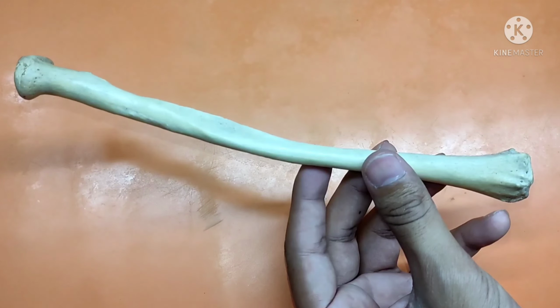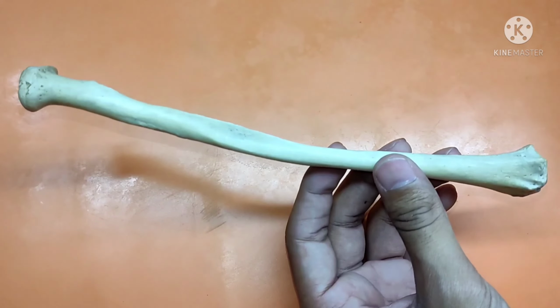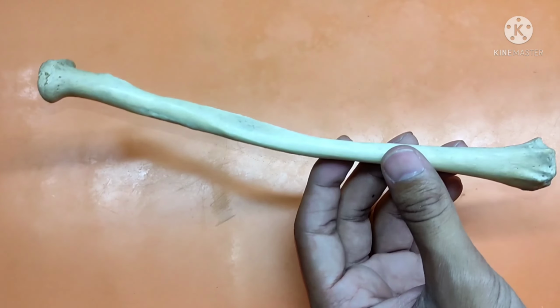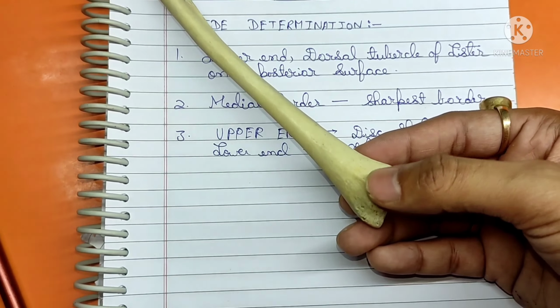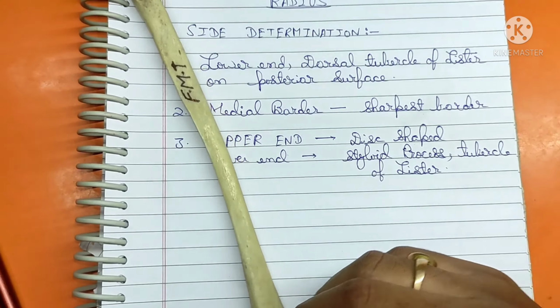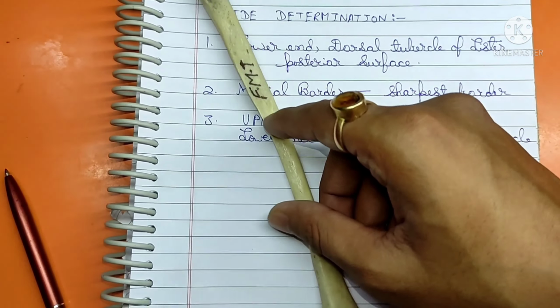For the side determination, let's start. We keep these points in mind: at the lower end, the dorsal tubercle of Lister should be on the posterior surface. This is the dorsal tubercle of Lister. This should be on the posterior surface. And the sharpest border is on the medial side. This sharpest border should be on the medial side.